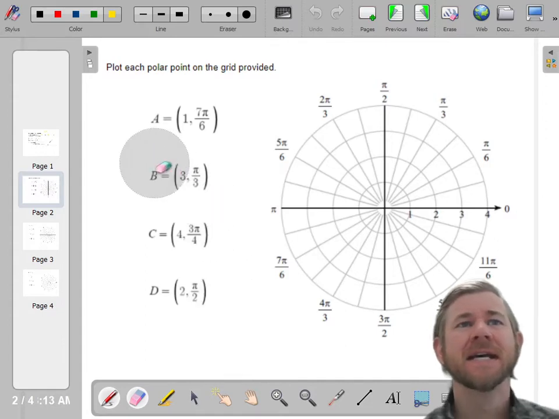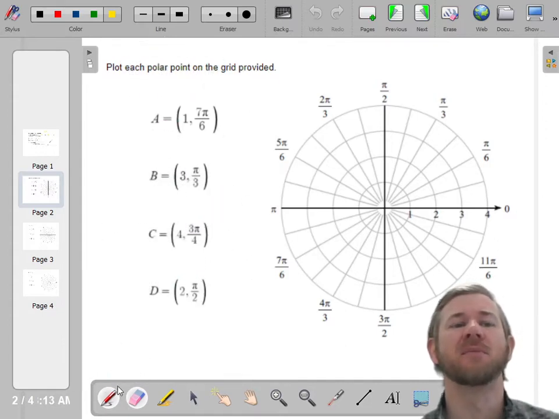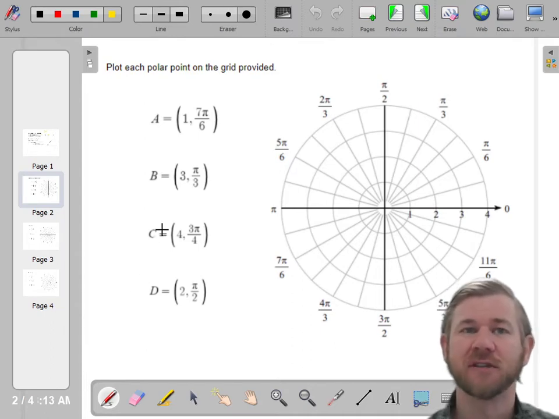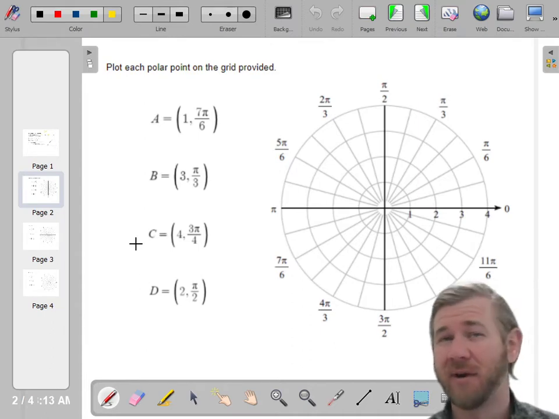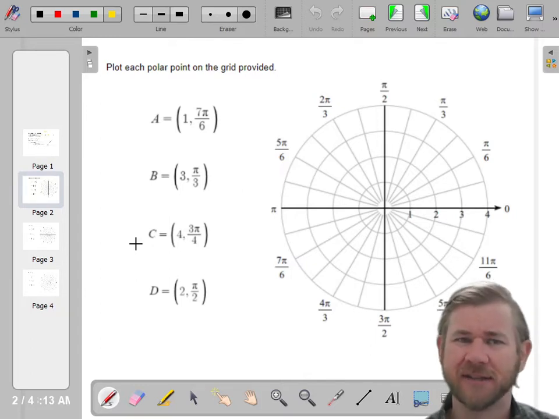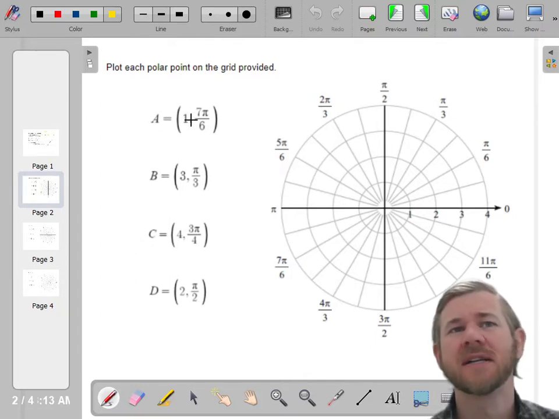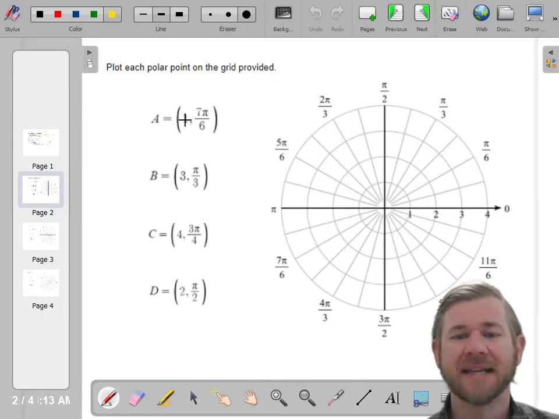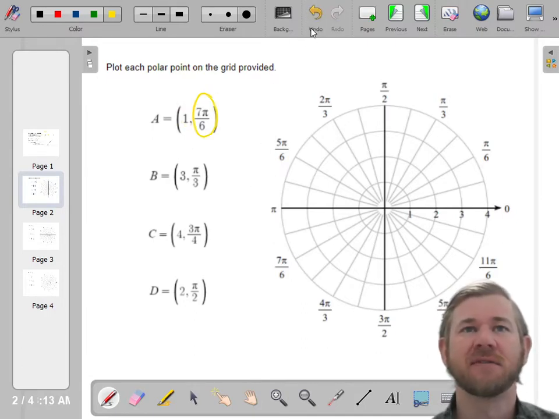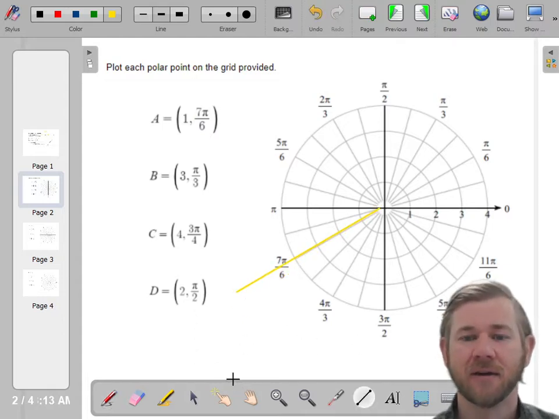So first thing, this says plot each polar point on the grid provided. I think I have more success when I do this by starting at the angle and then I reference the radius. It might not matter when everything's positive, but you'll see what I mean here in a second. If this says 1 comma 7 pi over 6, what that is saying is we are on the first ring and we are at the angle 7 pi over 6. So let's remember 7 pi over 6 is down here.